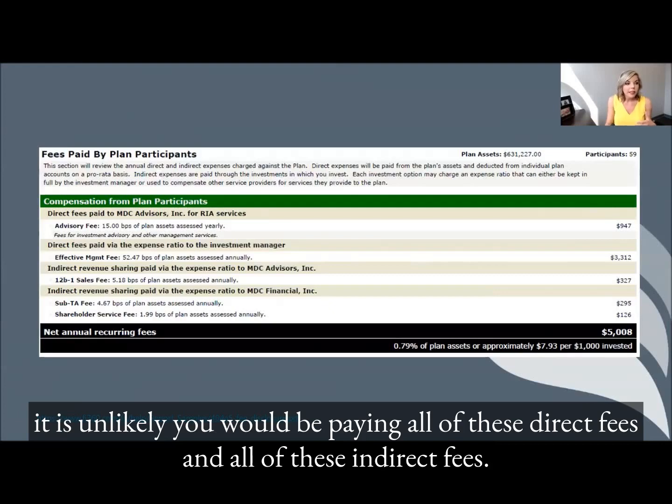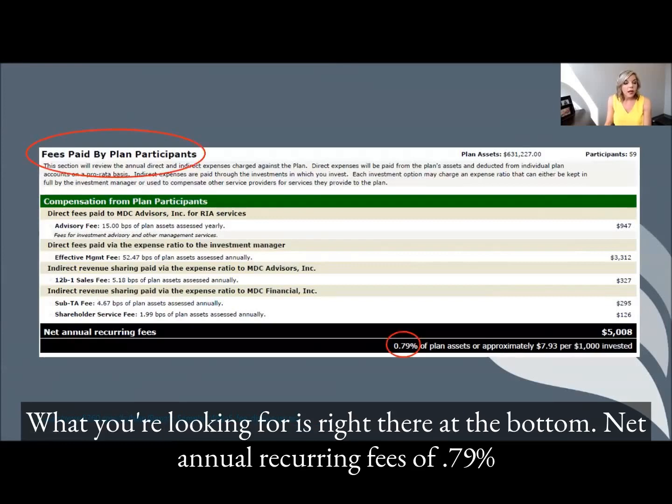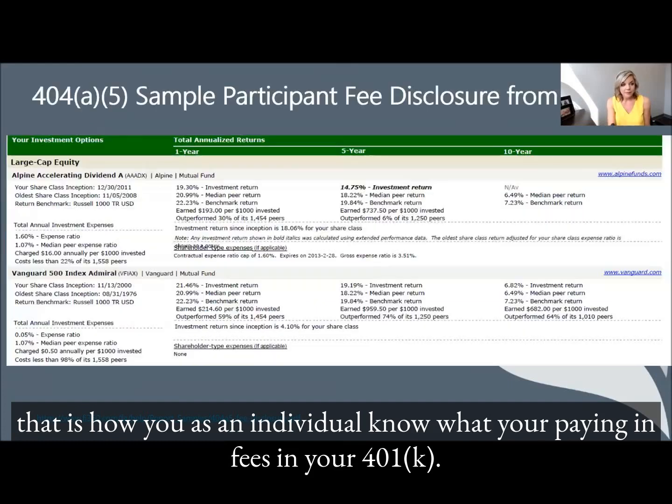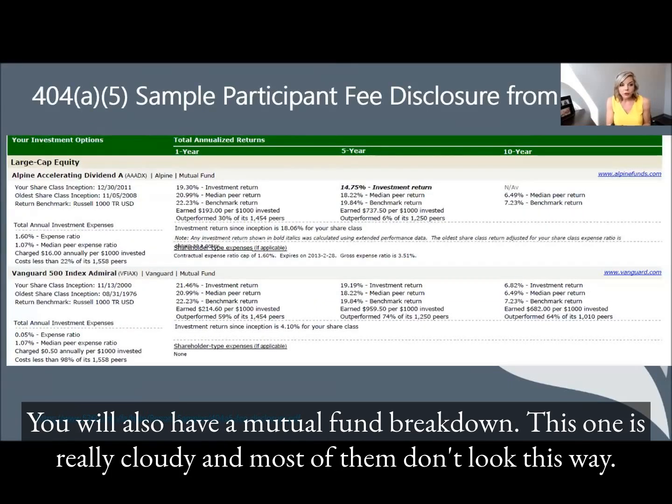It is unlikely that you will be paying all of these direct fees and these indirect fees. But what you're looking for is right here at the bottom, net annual recurring fees. See this 0.79%? That's how you as an individual know what you're paying in fees in your 401k. You will also have a mutual fund breakdown.